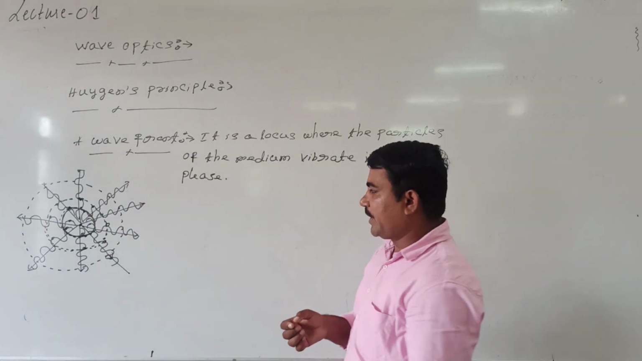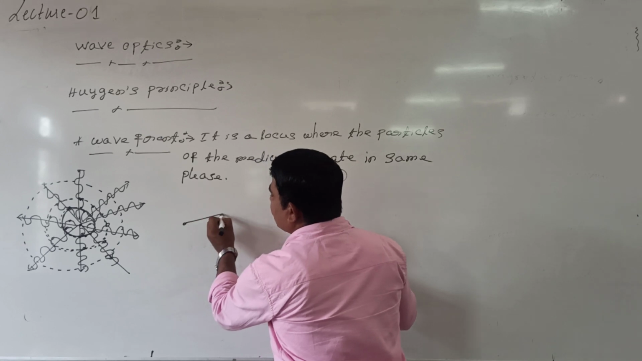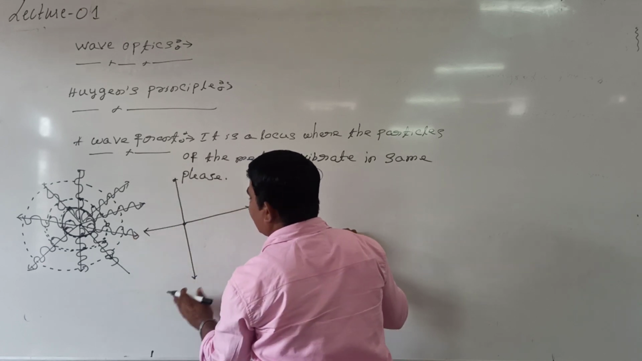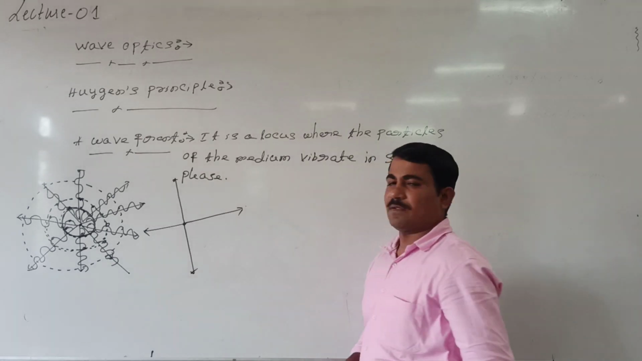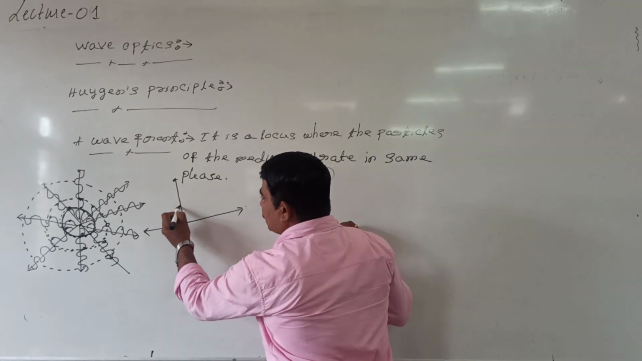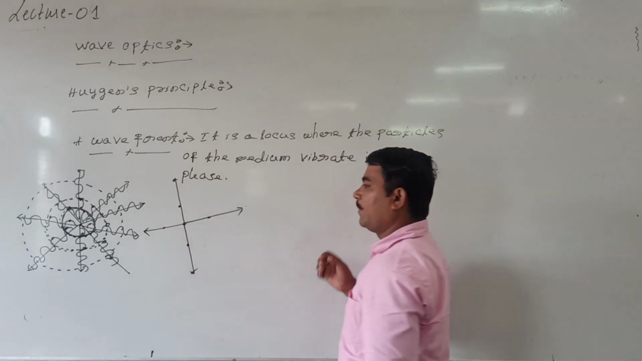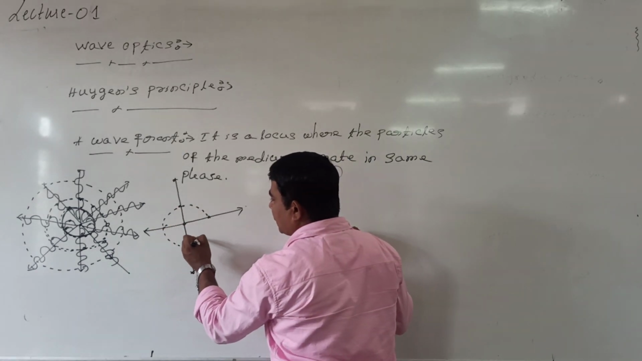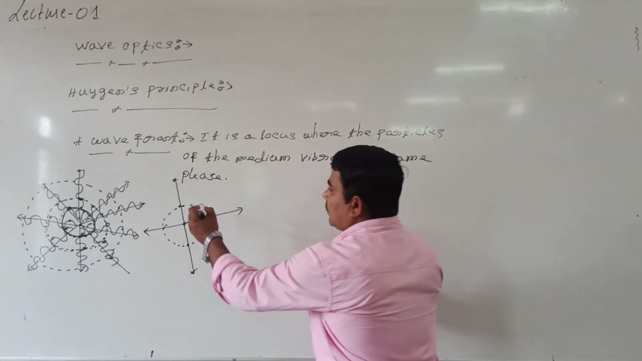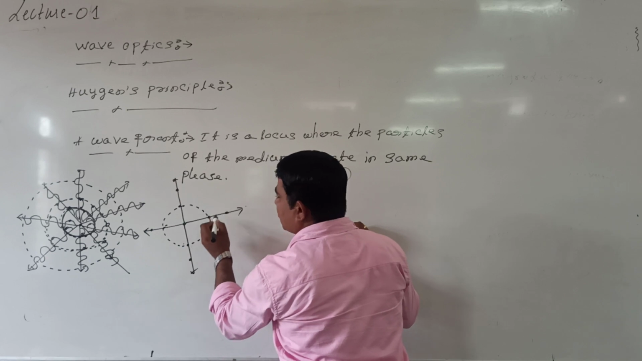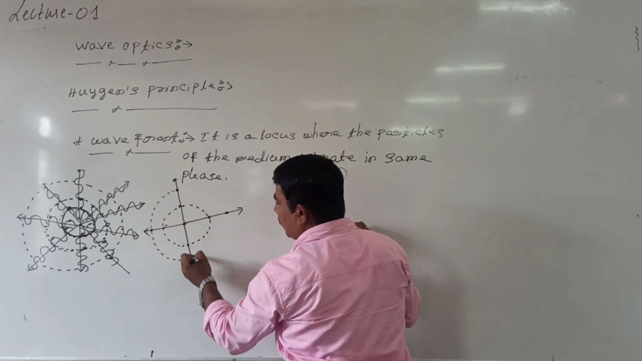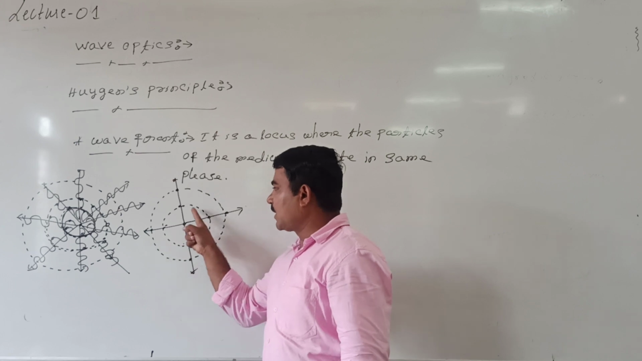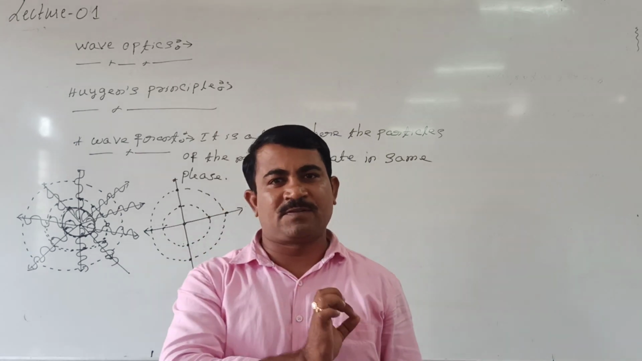I can draw a separate diagram for it. Let us take a point source of light. From the point source of light, light can go like this. Light can spread like this in all possible directions. See here. Wavefront is a locus. If I choose this point, this point, this point, and this point, all particles are in the same phase. Wavefront is a locus where all the particles of the medium vibrate in the same phase, and that we are calling wavefront.